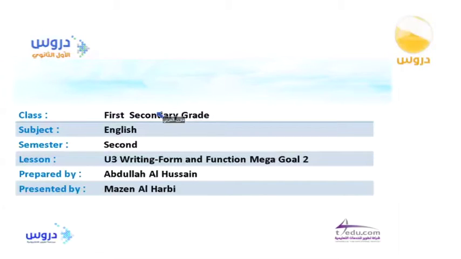This class is for the first secondary grade in English subject for the second semester, and the lesson is Unit 3, Writing Form and Function, from the book Mega Goal 2. It is prepared by Abdullah Hussein and presented by me, Mazen Al-Harbi. So welcome everyone.